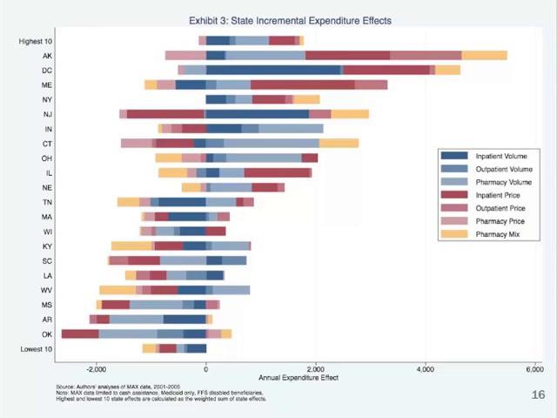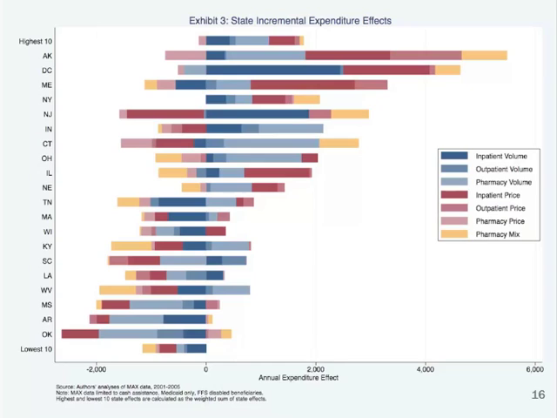And the blue lines are volume, and the red lines are price. And then the different color shades refer to inpatient, outpatient, and pharmacy. And it's from dark to light. And so we do that for volume, and we do that for price, inpatient, outpatient, and pharmacy. And then the pink at the end would be the mix of pharmaceuticals.